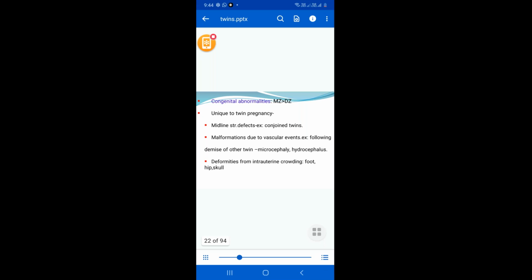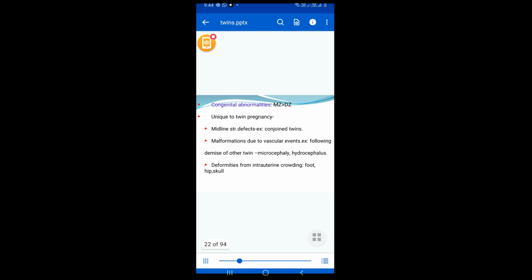Unique in twin pregnancy are conjoined twins. If the division has occurred after 8 to 12 days, then it will result in a conjoined twin. Malformations due to vascular events are common, that is following a demise of the other twin: microcephaly, hydrocephalus. Deformities from intrauterine crowding, that is of foot, hip and skull, due to lack of space in the uterus because of two babies. Increased early pregnancy loss is usually seen in twins, which constitutes 12%.